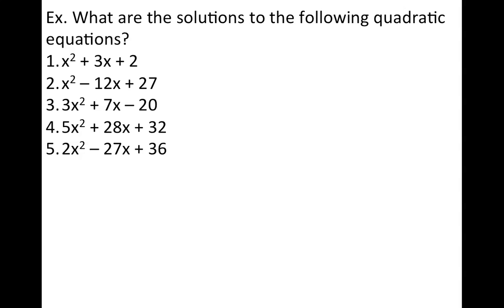So for number 1, your solutions are negative 1 and negative 2. For number 2, your solutions are 3 and 9. Number 3, your solutions are negative 4 and 5/3. Number 4, your solutions are negative 4 and negative 8/5. And for number 5, your solutions are 3/2 and 12. Again, if you did not get those solutions, go back, double check your work, and if not, come to class tomorrow ready to ask questions.